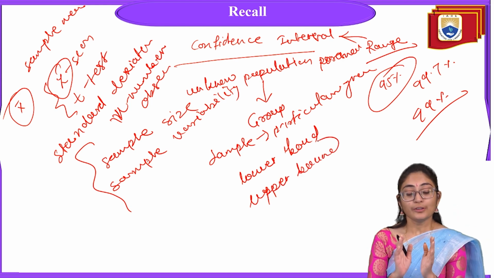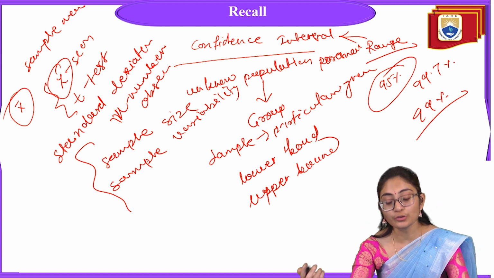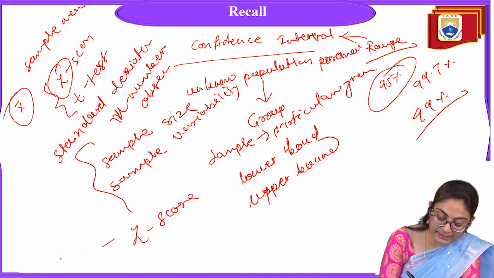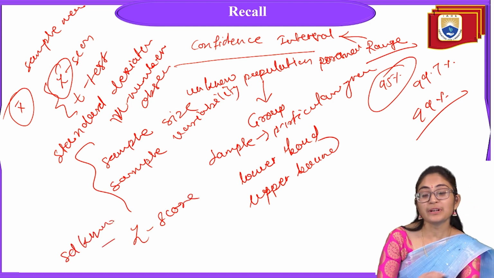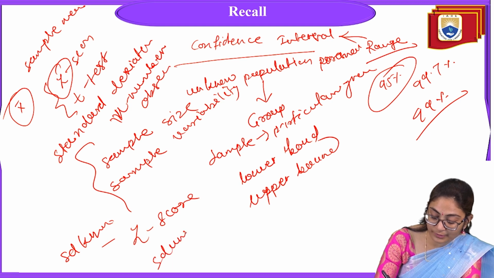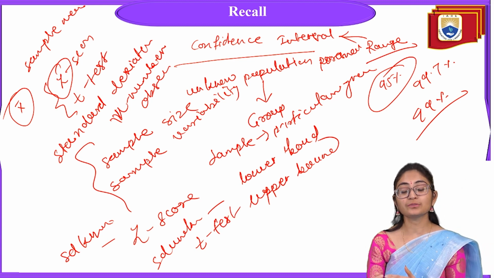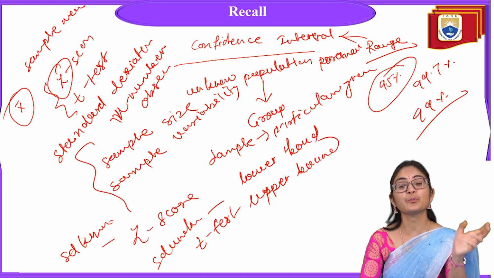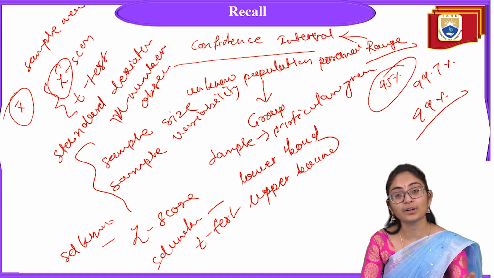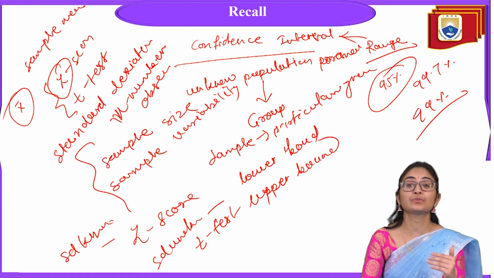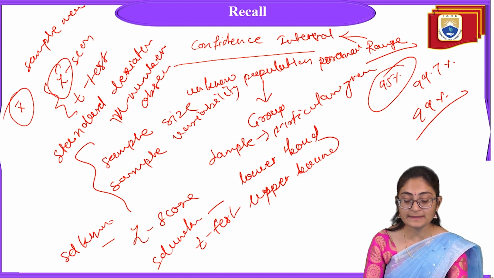When the standard deviation is known, you can use the z-score. But when the standard deviation is unknown, you can use the t-test value. So every time you have to check whether your population parameter is known or unknown, and then solve it. This is all about the confidence interval.